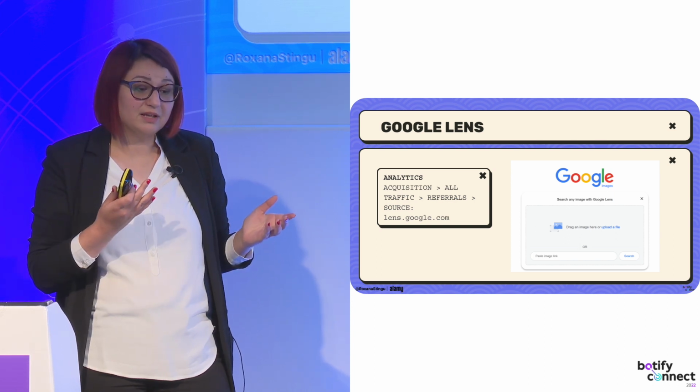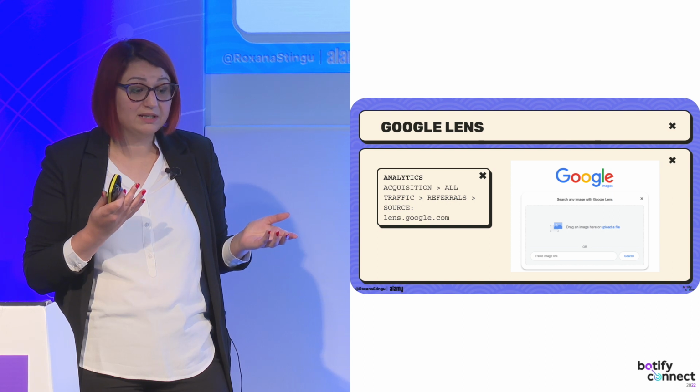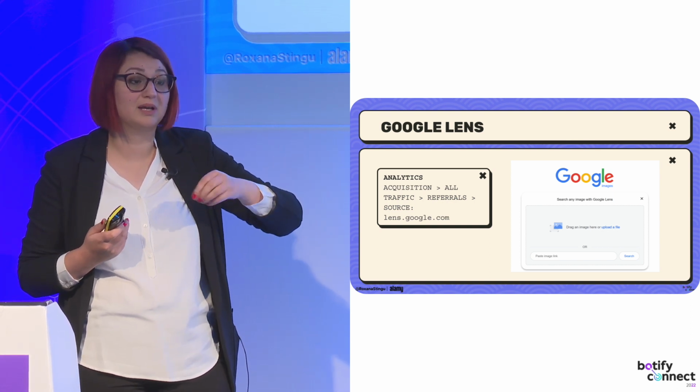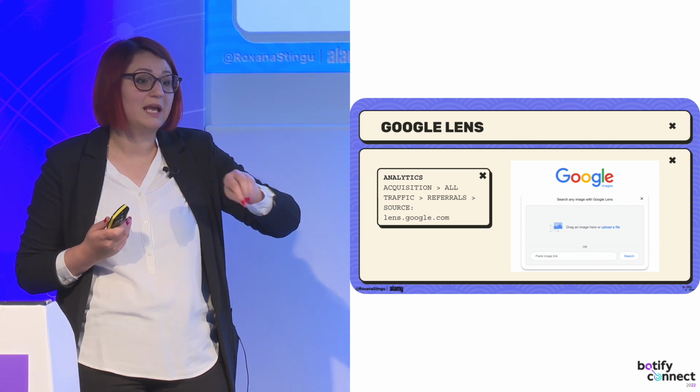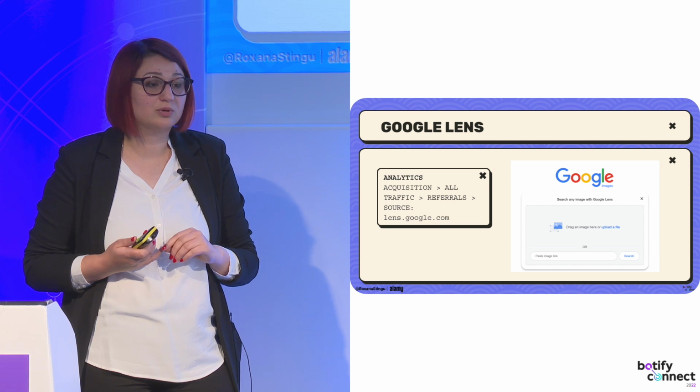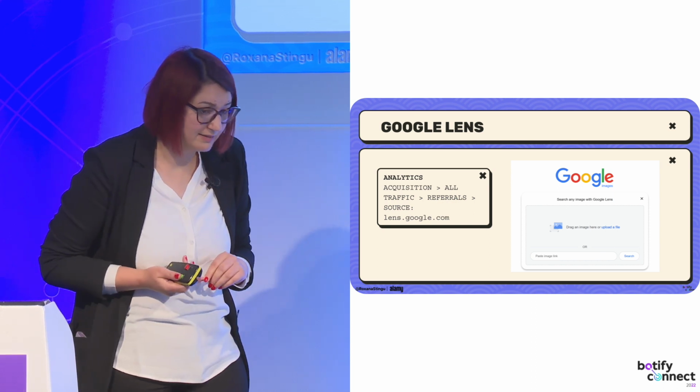It's not reported as organic, and what I've done is I took this source out of referral and I pushed it back into organic, because it is coming from image search and it should be reported as organic. So have a look beginning of August onwards if you see a spike in Google Lens.